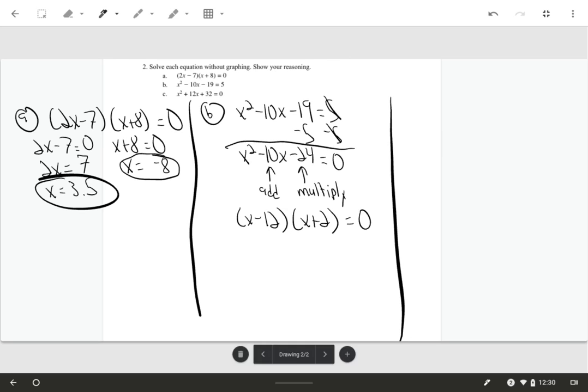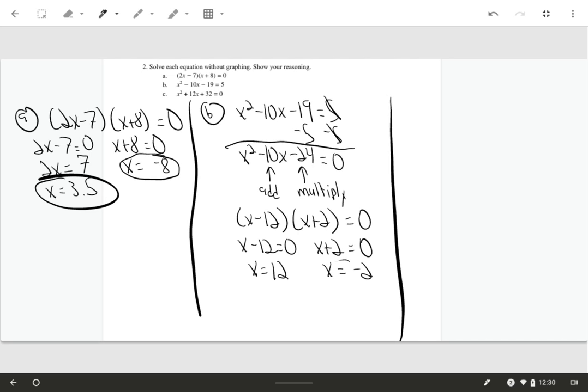And now I could use the zero product property just like I did over here. So x minus 12 equals 0, x plus 2 equals 0. On the left-hand side, if I add 12 to both sides, I'm going to end up with x equals 0 plus 12. And on the right-hand side, I'm going to subtract 2 from both sides, so I'm going to get x equals negative 2. So my two solutions are x equals 12 and x equals negative 2. All right.